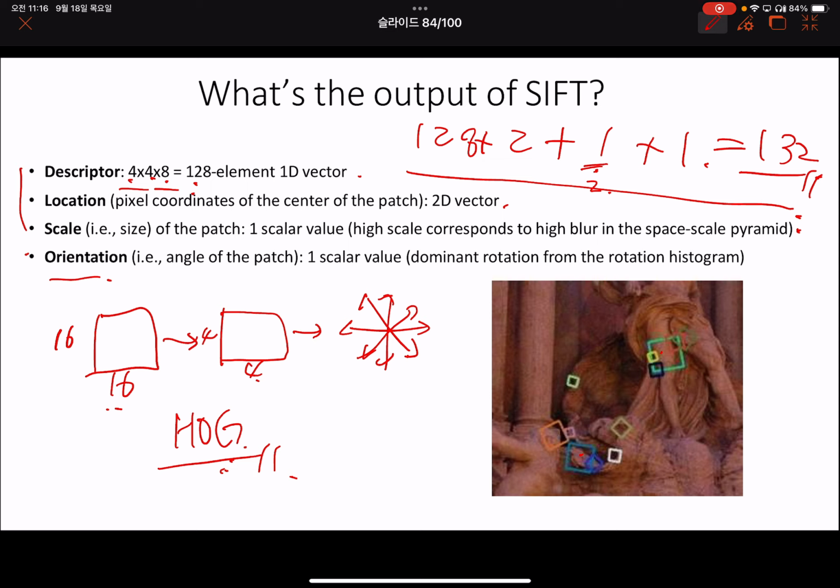So far, good, clear? Any questions? Anything unclear about SIFT computation? Okay.